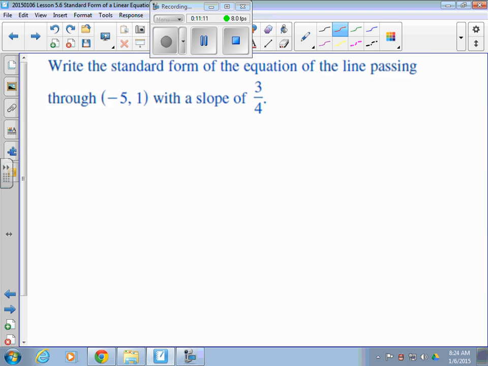This one says write the standard form of the equation passing through that point with a slope of 3/4. Remember, now you're given a point and a slope. So write it in point slope form. Take about 1 minute. See if you can do that. Remember, your x sub 1 and your y sub 1 values are the opposite of what's shown when you plug them in because of the minuses.